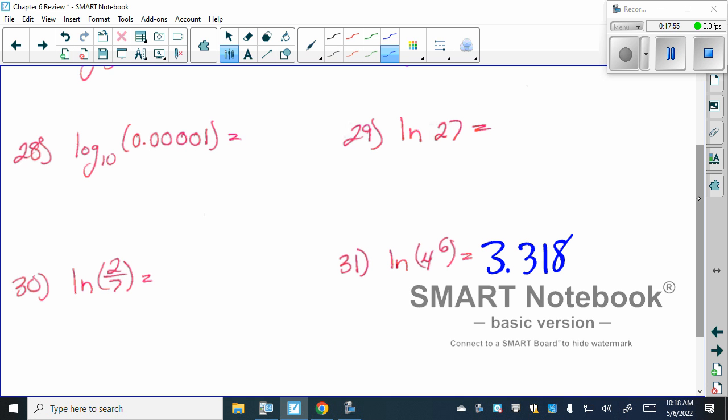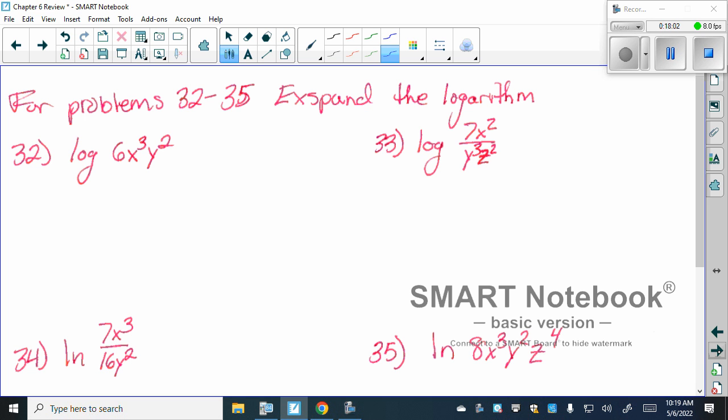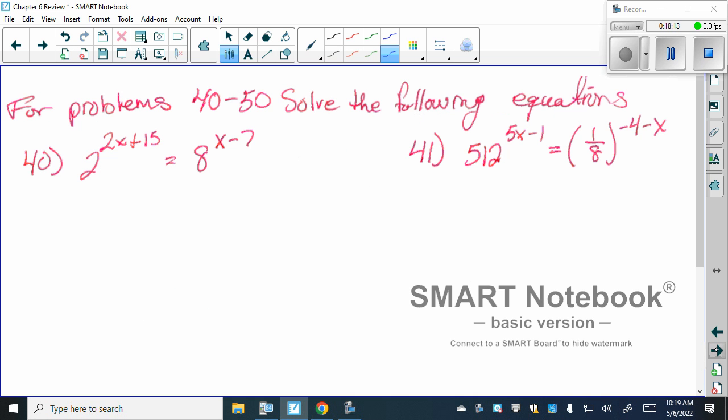So do we like these here? All right, 32 through 35, expand the logarithms. How many of y'all dislike these? Yes? Okay, those aren't on the test and neither are condensing. It's not so much that they were difficult, they were just very time consuming and making sure we did the process right. So I'm not going to mess with them.